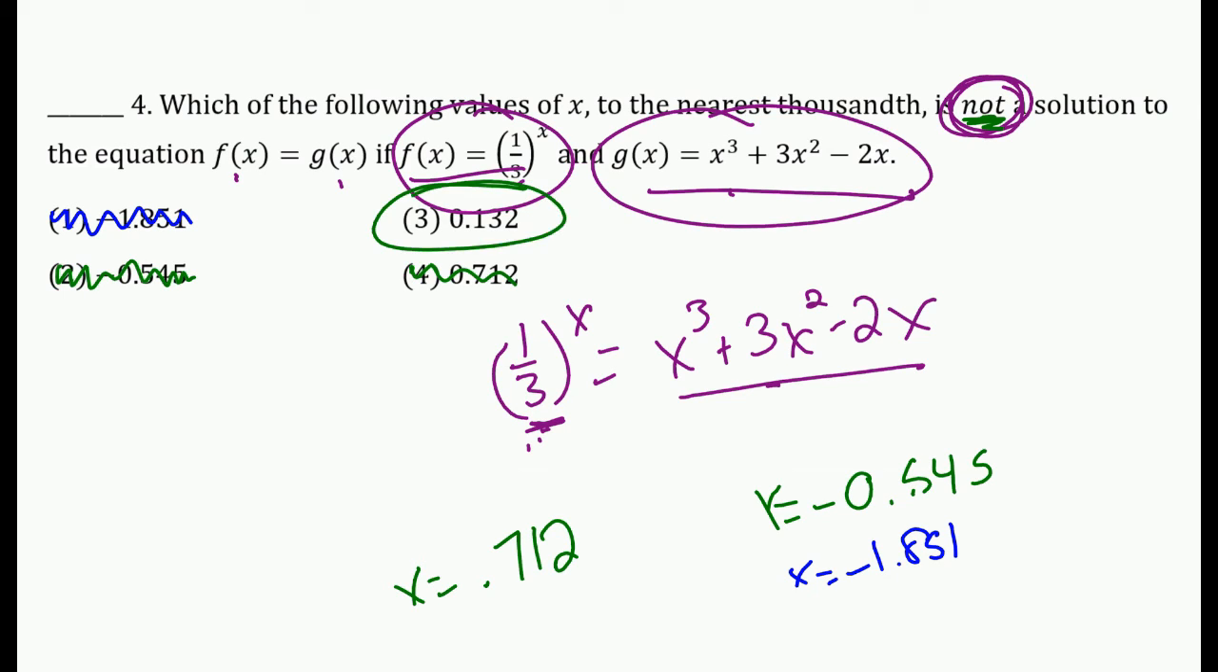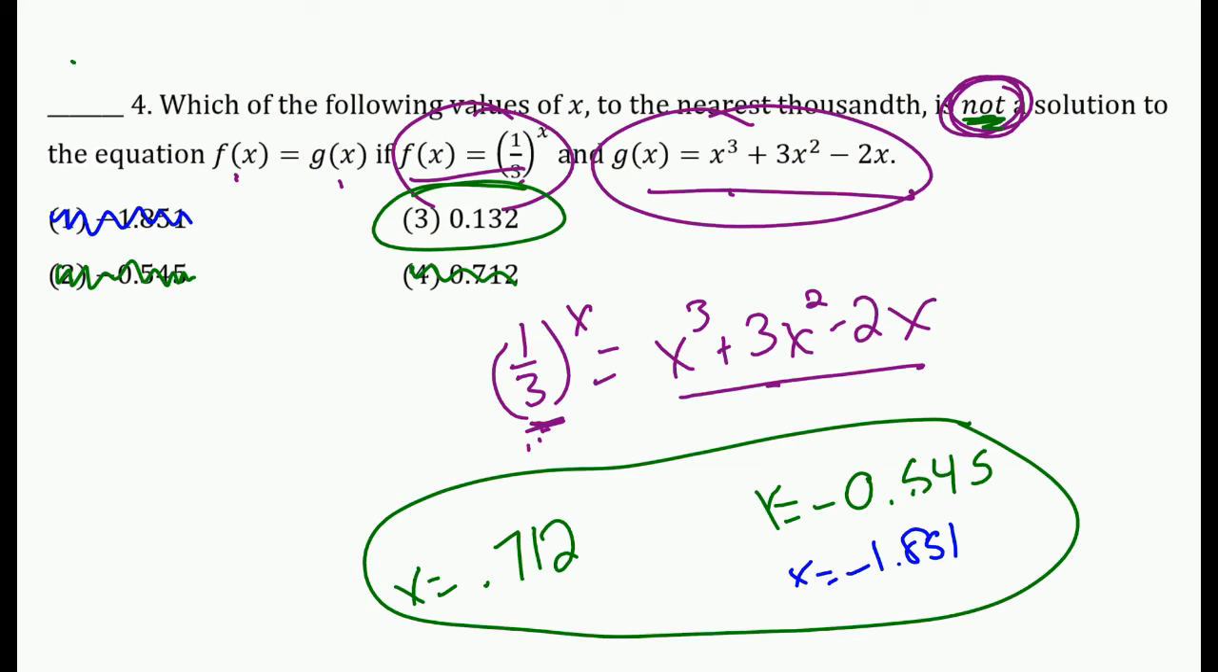Choice 3, 1.32 is not a solution. 1.32 is not a solution to this equation. Only these 3 values are, so choice 3 is the answer. Had to be careful because they said which is not a solution. Is this hard? No, it just takes time to recognize I can't solve this algebraically. I have to use my calculator.